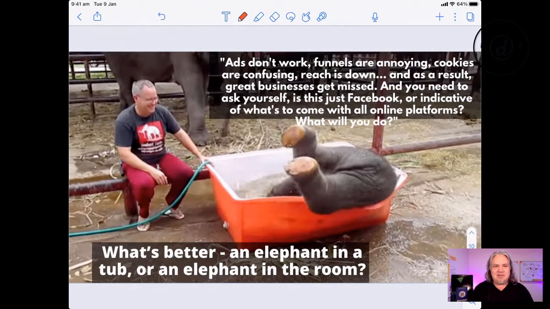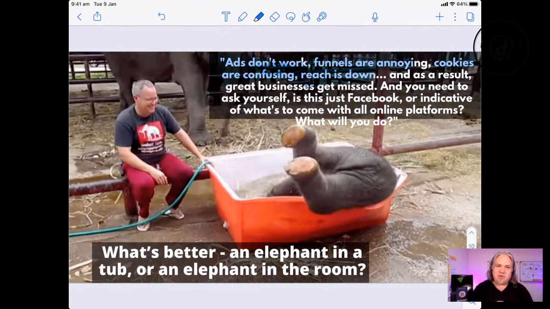And now I really want to talk about the elephant in the room, so to speak, right? There's a lot of stuff that doesn't work, and there's specific reasons why it doesn't work, but we want to be able to address those, because this is what's kind of wrong with that system and wrong with online and that sort of thing, and what's causing a lot of the trouble and difficulties as well. Ads don't work, funnels are annoying, cookies are confusing, reach is down, and as a result, great businesses get missed. And you need to ask yourself, is this just Facebook, or indicative of what's to come with all online platforms? What will you do when Facebook goes down? What will you do when Instagram goes down rather?